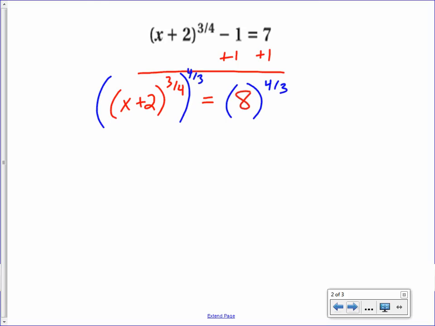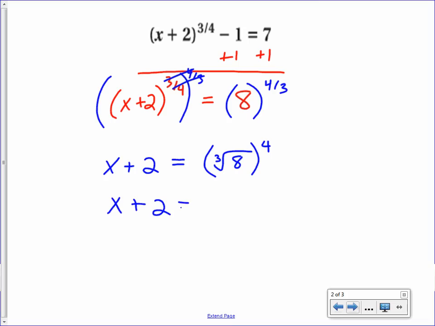On the left, the 3/4 and the 4/3 will cancel each other out. It will basically become to the 1 power. So we only have x plus 2 left over here. On the right, we have to remember what 8 to the 4/3 power means. Now, it would help us to write this one as a radical. So you know the denominator is the root, so we're looking at a third root, and the 4 is an exponent. The third root of 8 is 2, and 2 to the 4th power means 2 times 2 times 2 times 2, which is 16. And then we have a nice simple equation to solve. We subtract 2 from both sides, and x equals 14.